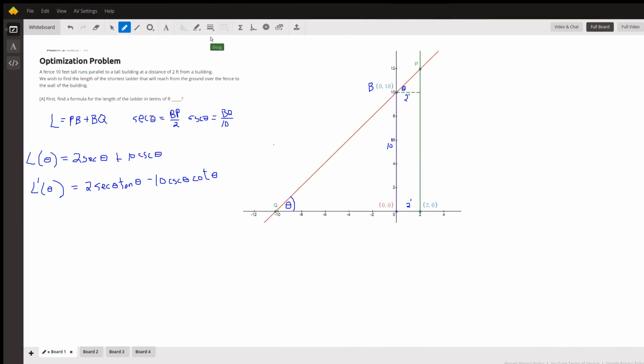Okay, here's a diagram that depicts the situation. We've got this wall, 10 feet high. It's 2 feet from this building. We don't know how tall the building is. It really doesn't matter.